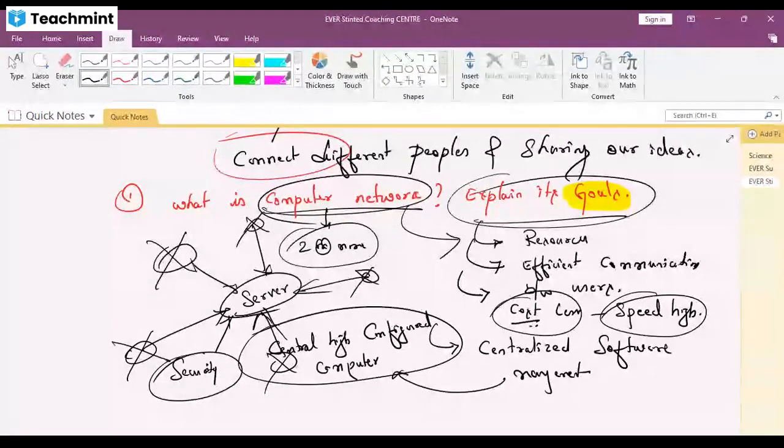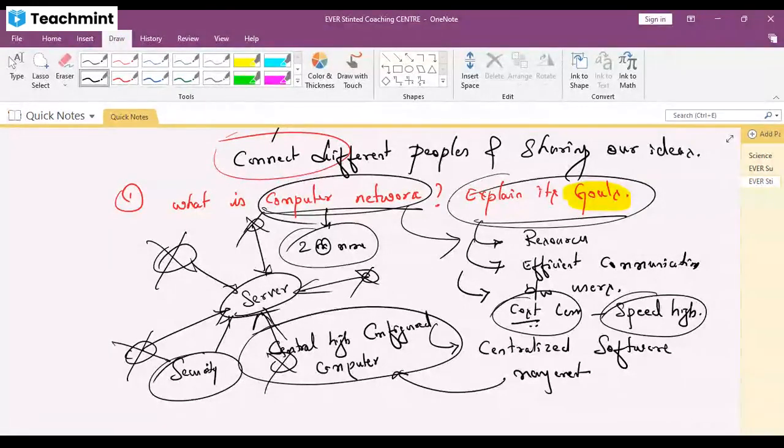Any doubts? Can you tell me the key points of network goals? These are the key points. Why do we want to create a network? What are the objectives of a computer network, or what are the goals of a computer network? Why do you create a network?